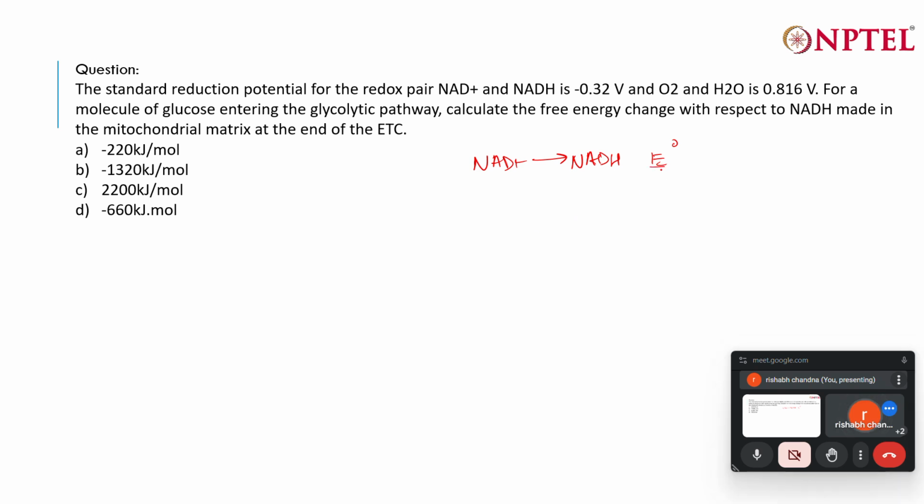Okay. So the standard reduction potential is minus 0.32 volt in this case, and for oxygen to water conversion, the reduction potential is 0.816 volt. So for a molecule of glucose entering the glycolytic pathway, calculate the free energy change. So you have to calculate delta G with respect to NADH made in the mitochondrial matrix at the end of the ETC. So you have to calculate the free energy change for one glucose molecule.